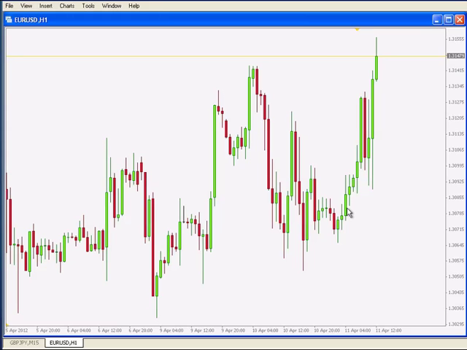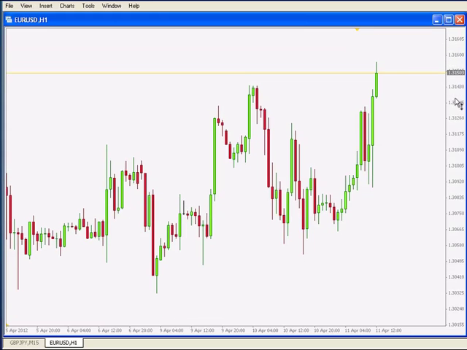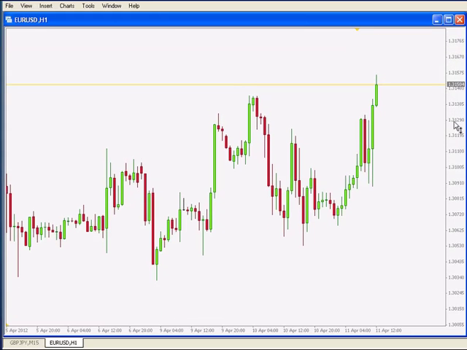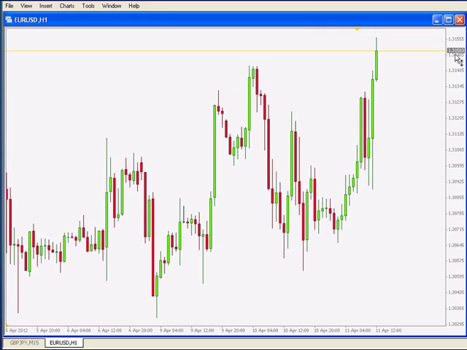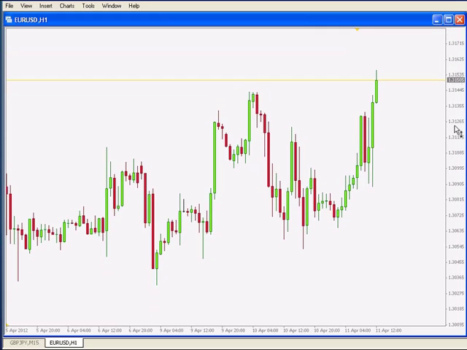Also, I usually recommend compressing a little bit the vertical distance, the height of the chart, by clicking and dragging here on the vertical axis, right?